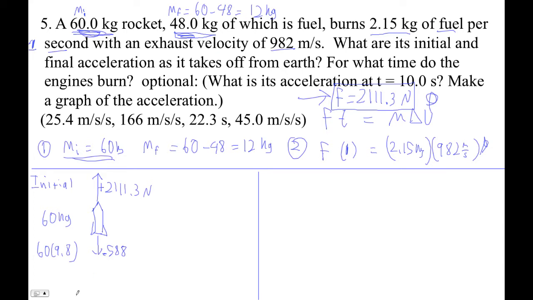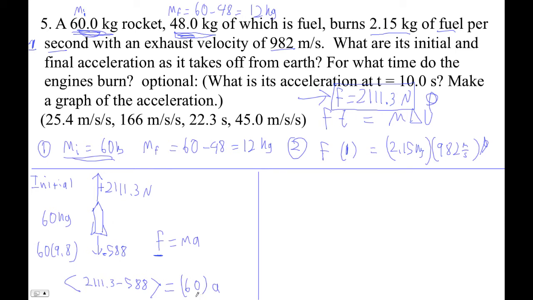Okay, and then that's negative. And now we're all set. Now we can just set this thing up. We've got 2111.3 minus 588 is equal to 60 times A. So remember, this is the sum of the forces. We're using F equals ma. But remember, F is not just one of the forces. It's not this one or this one. It's the sum of those two. So it's take the thrust, take away the weight, is equal to ma.